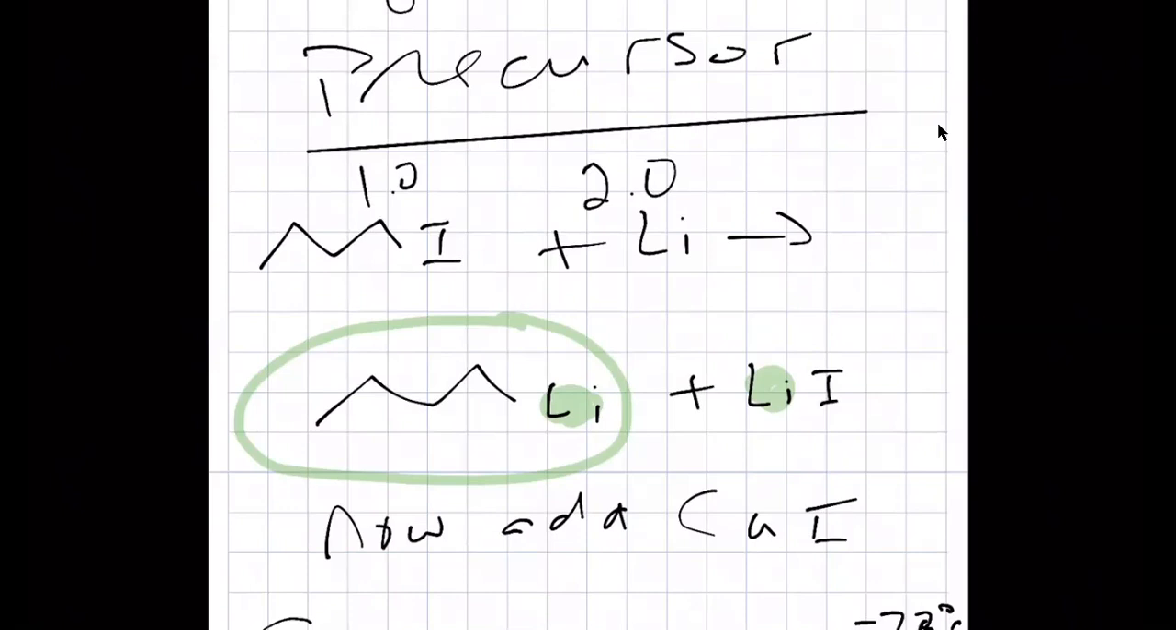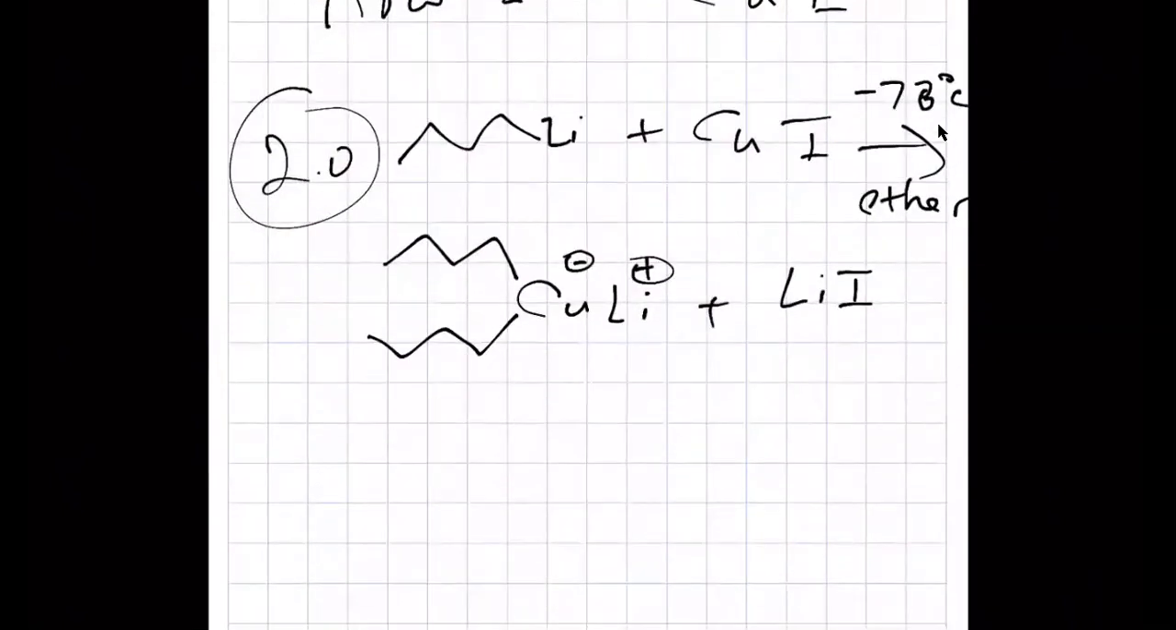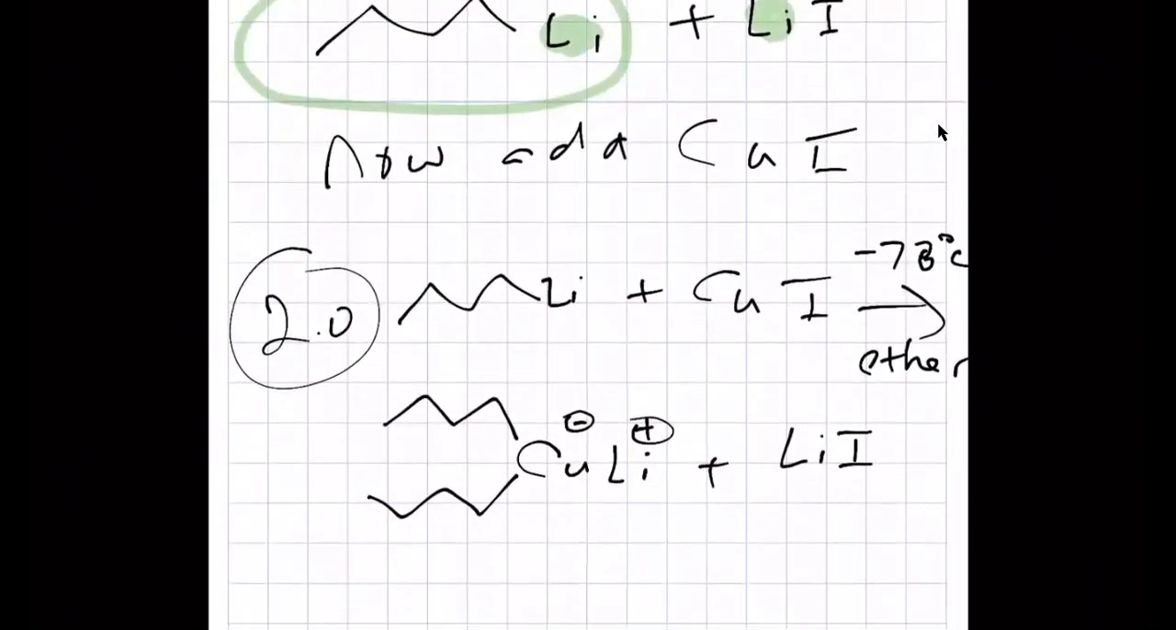I have a question. Go ahead. For the last step, now that we're adding the copper iodide, why do we use 2 of the alkyl lithiums? Yeah, thank you, alkyl lithiums.